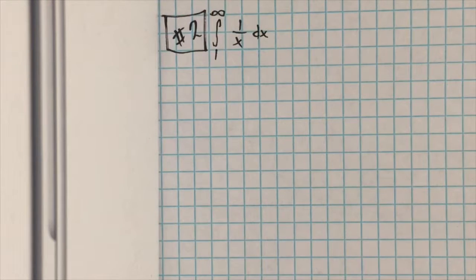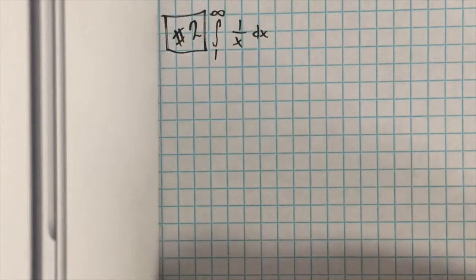Number 2 is a type 1 integral because of the infinite upper limit of integration. Now this problem is very similar to number 1, so this should be very easy. And we know that the antiderivative of 1 over x is a natural log of the absolute value of x. Then we use the fundamental theorem of calculus.